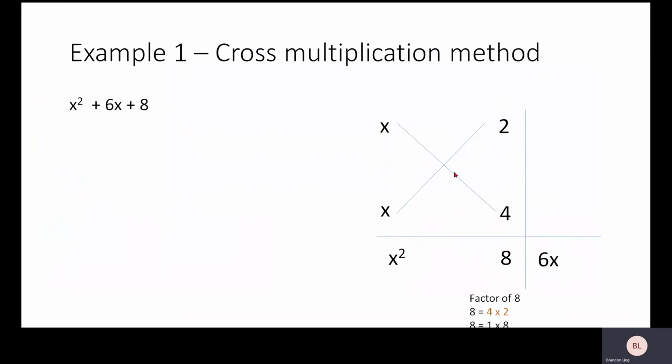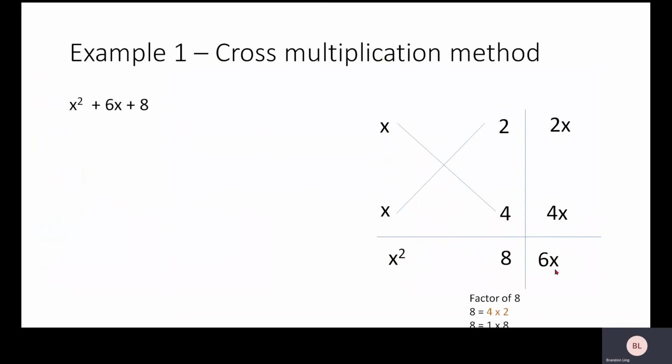Now, can you see the X lines here? You need to multiply the opposite numbers. So 4 times x, you get 4x here. 2 times x, you get 2x here. So you'll be getting something like this. 4x you write here, and 2x you write here. Now you need to combine these 2x and 4x together, becoming 6x.